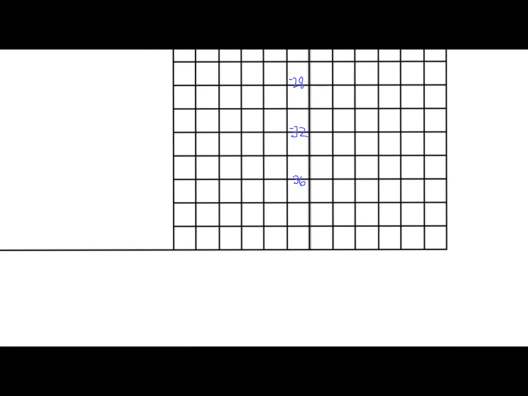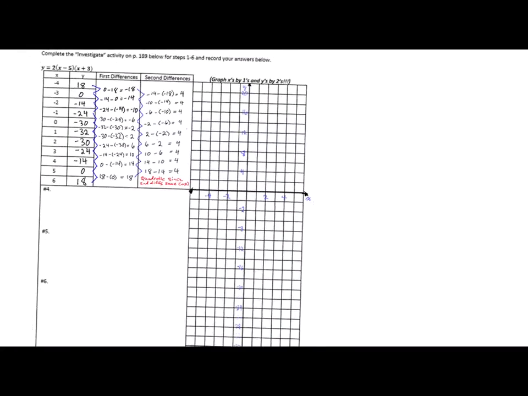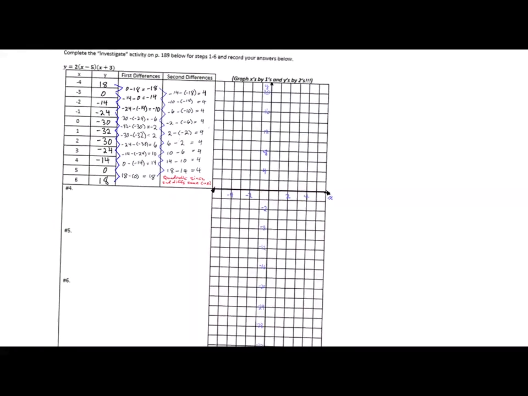Now, once you've got your basic graph set up, we need to start transferring the points from our chart, our table, onto our graph. And I believe our first point is going to be 1, -32. So let's take a moment, zoom out, and then we're going to plot all these points. So this is going to take a little bit of time, guys. Sorry.